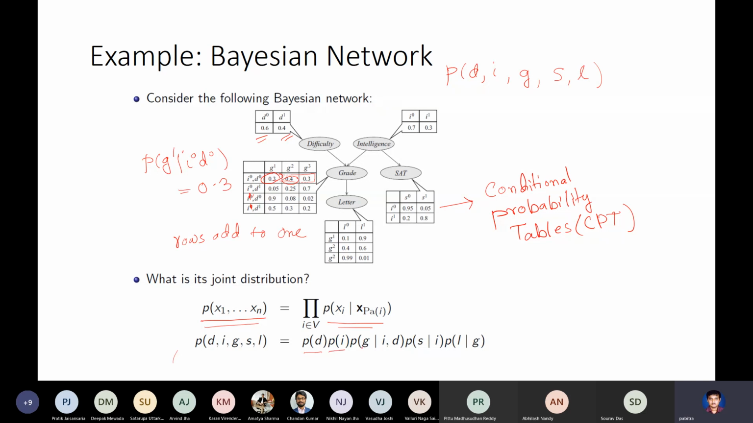PD into Pi into Pg given I and D, the parents of G, Ps given I is the parent of S, PL given G is the parent of L. So this is the factorization.